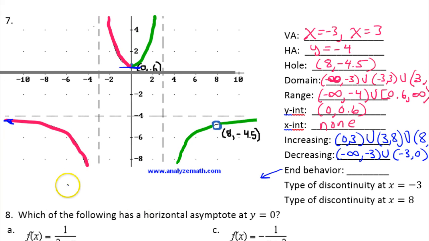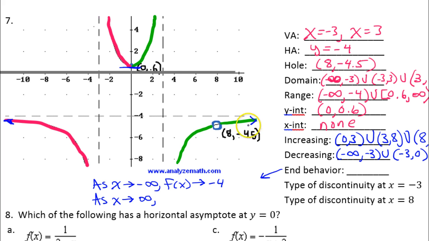So here's how we say the end behavior. We say, as x approaches negative infinity, that means as we go to the left, the function approaches, and in this case it approaches negative 4. Now, on the right hand side, we're talking about this. So we say as x approaches positive infinity, that means as we go to the right, f of x approaches, and once again, the graph is approaching the horizontal asymptote at negative 4.